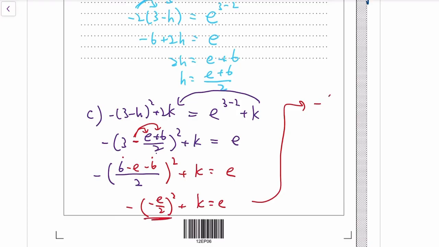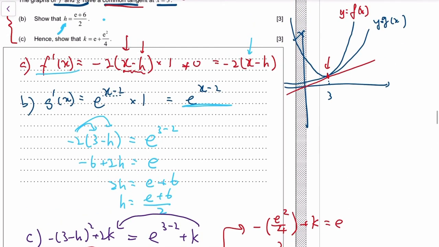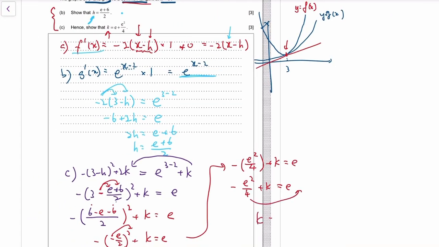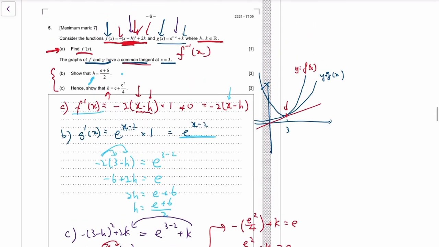So we square that, so it's negative, a negative squared will be positive, and then e squared over 4. You square the top, square the bottom. Then we have negative e squared over 4 plus k equal to 0, equal to e. We want k to be the subject, so we just move this to the right. We got it. Right, so this is a bit tricky, but if you understand the meaning of common tangent, then just by randomly doing whatever you can, then you should get it.